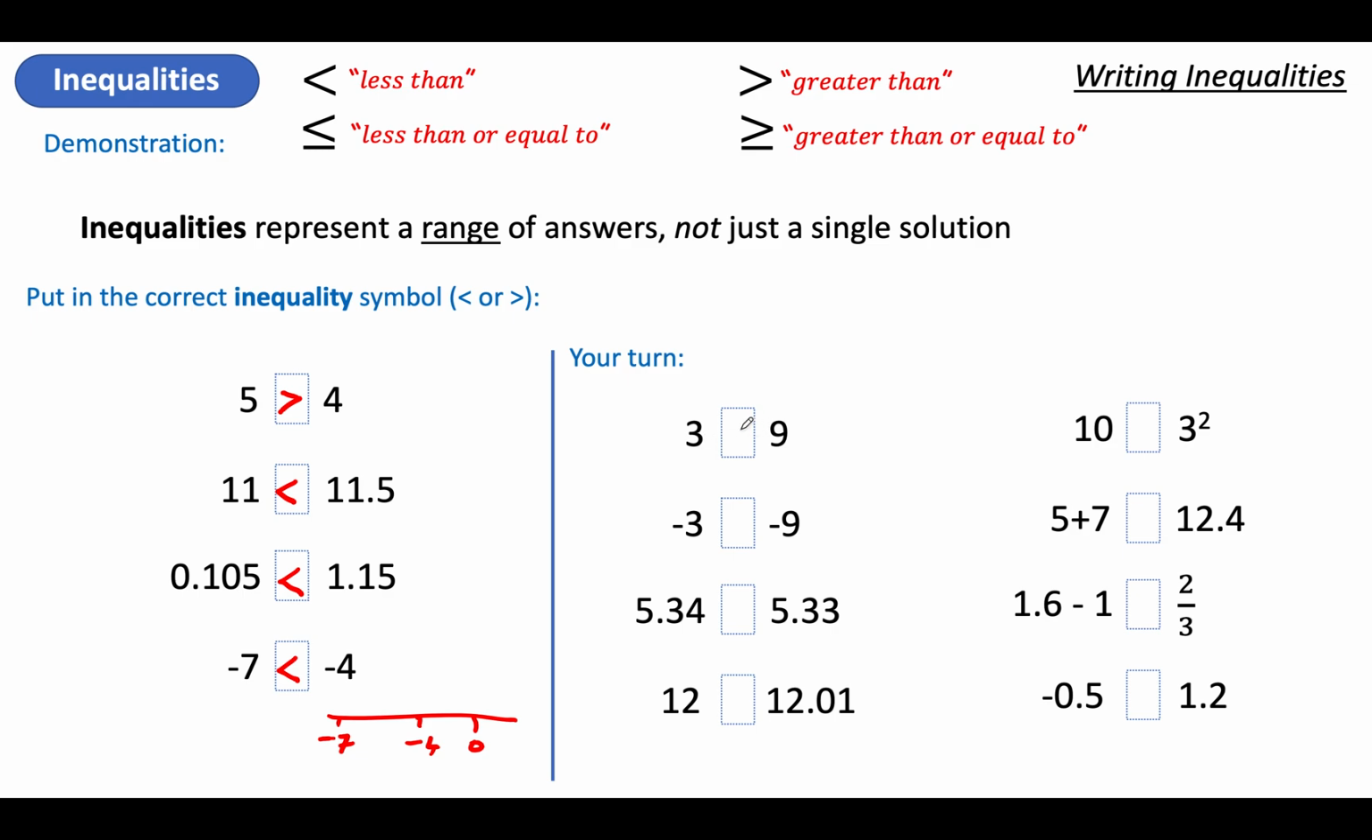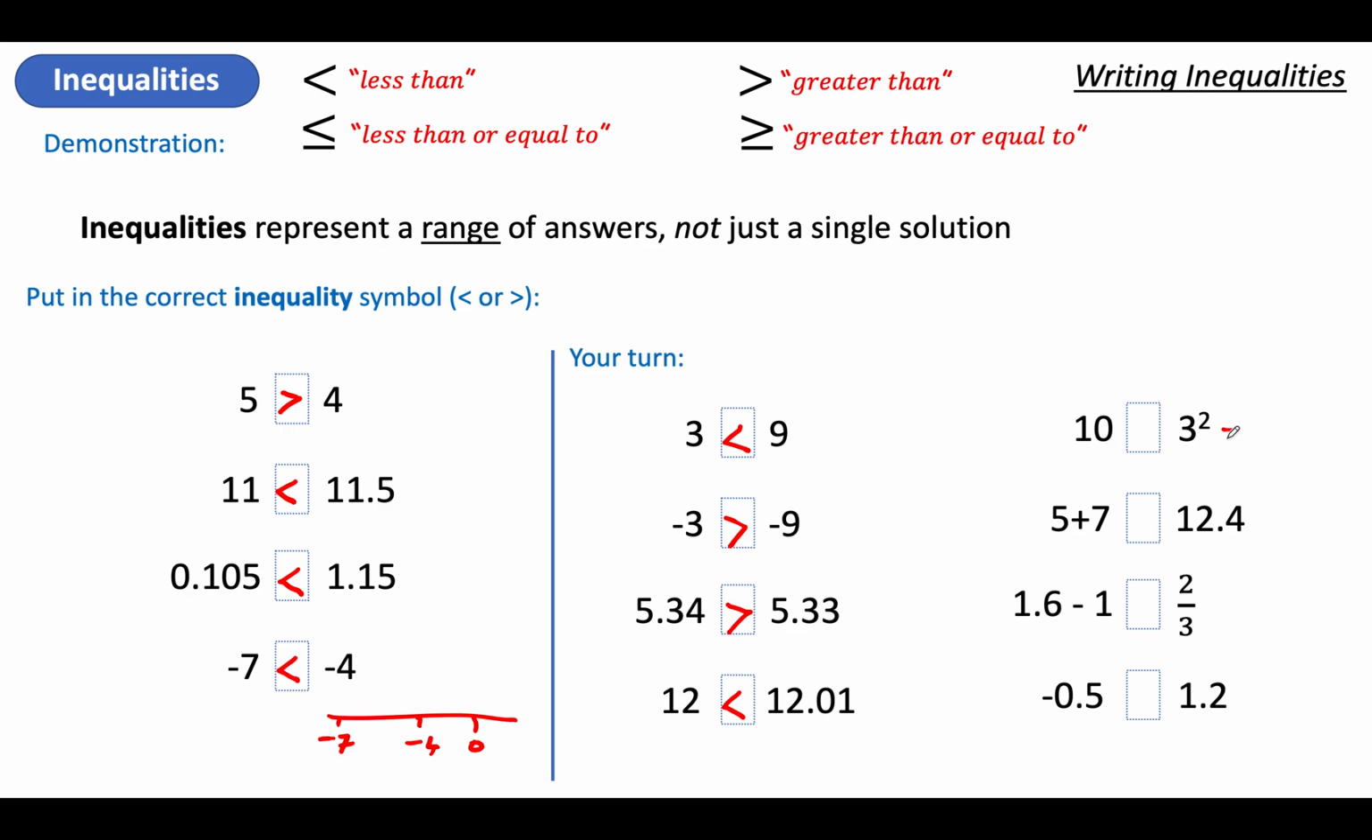Okay, so 3 and 9. Well, 3 is definitely less than 9. -3 and -9. Well, -3 is further to the right on your number line than -9. It's bigger than -9. 5.34 and 5.33. Well, the 5.34 is definitely bigger than 5.33. Not by a lot, but it's bigger, so that counts. 12 and 12.01. Well, there's no decimals after the 12, so that's going to be smaller than 12 with any decimals after it. So 12 is less than 12.01.